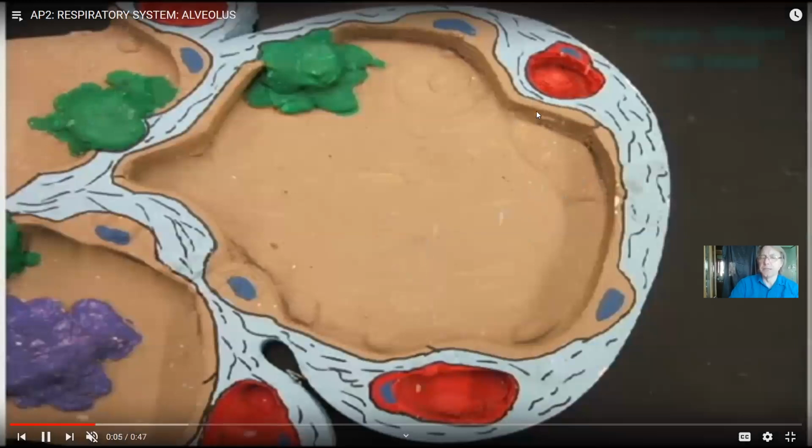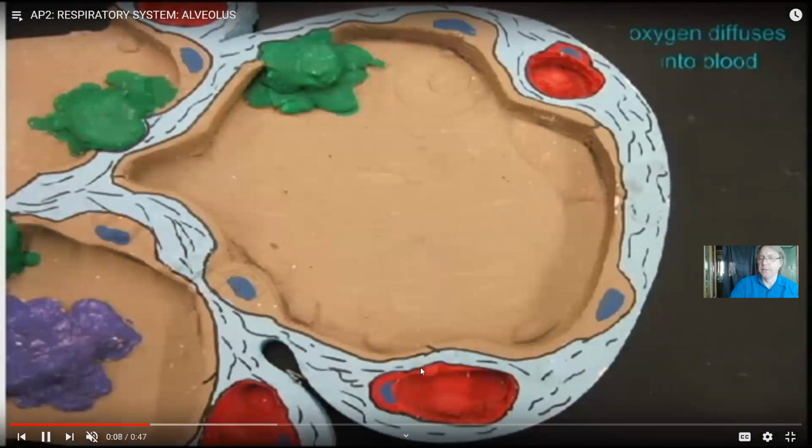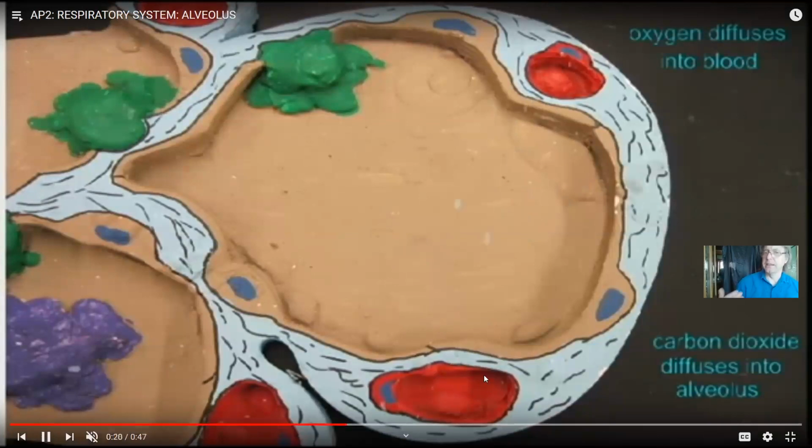Now here's the most significant aspect of them. Notice that here we have an air sac. It is lined by simple squamous epithelia. Notice how flat these cells are. These are thin, flat cells, the most delicate cells which we have in the body. Here we have blood vessels. Blood vessels are also lined by simple squamous epithelia, known as endothelia.